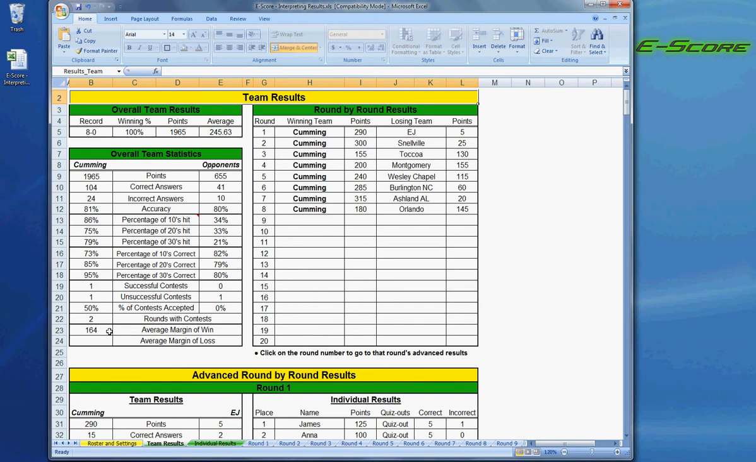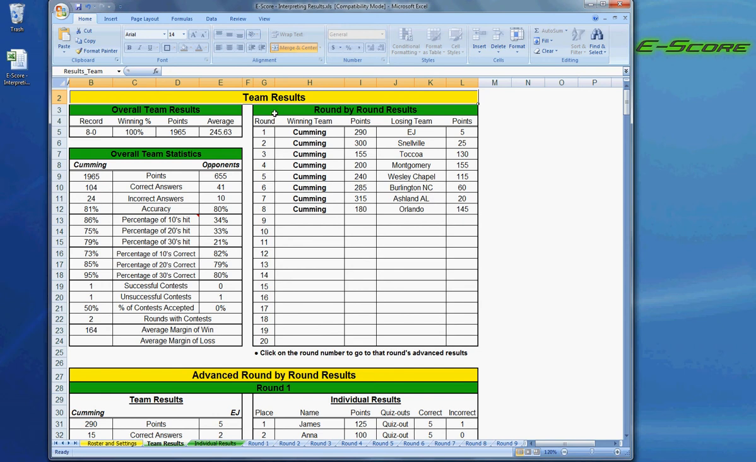Average margin of win, average margin of loss. If you beat the other team, it takes that margin, adds it up and divides it by the number of games you won. In this case, my team only won games, so there's only a stat for average margin of win, but if we had lost games, there would have been both. And usually what this will say is if your average margin of win is 160 and your average margin of loss is 100, you're pretty much blowing teams out or getting blown out.